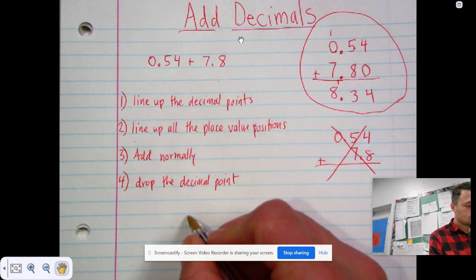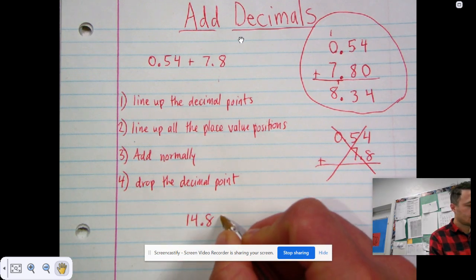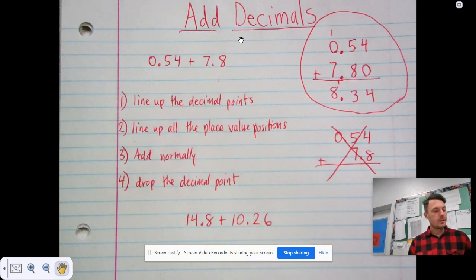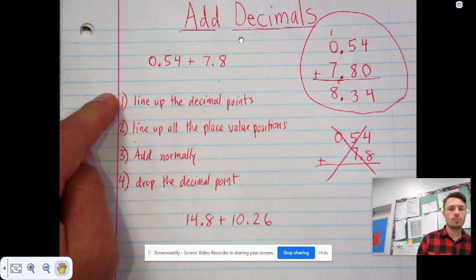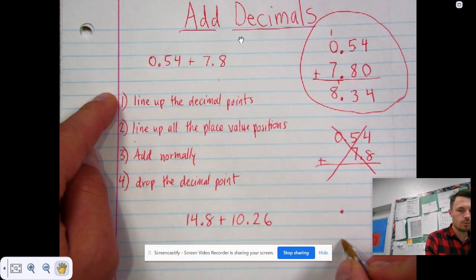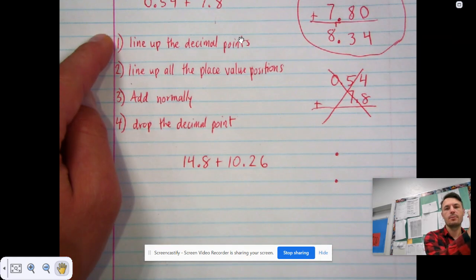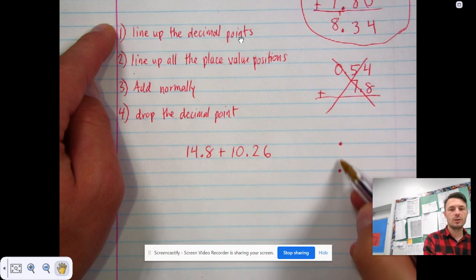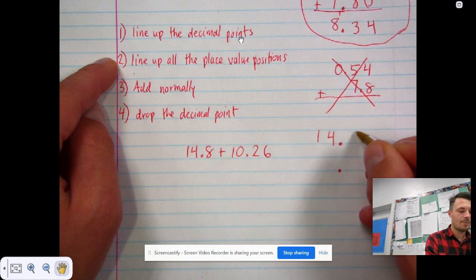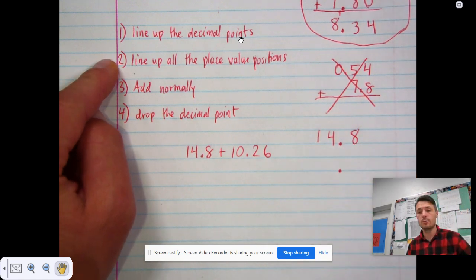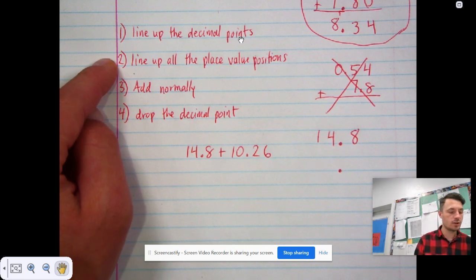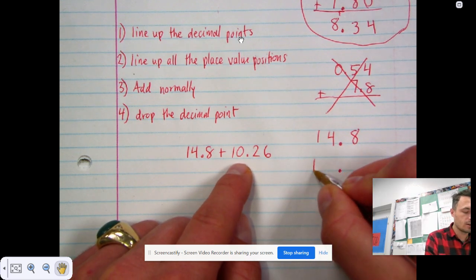Let's say we had 14 8/10 plus 10 26 hundredths. Okay. Step 1, line up the decimal point. So we take this decimal point, we'll put it right here. Take this decimal point, we'll put it right here, lined up with the other one. Okay, right on top of each other. Then line up all the place value positions. So 14, and basically I just build the numbers around the decimal points. If I just build the numbers around the decimal points, I'll naturally line up all the place value positions. And then 10 26 hundredths.